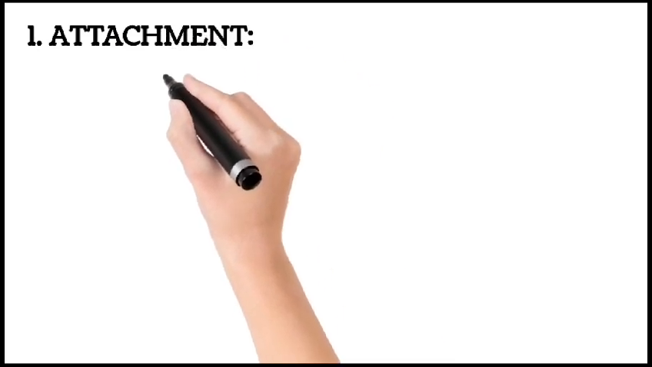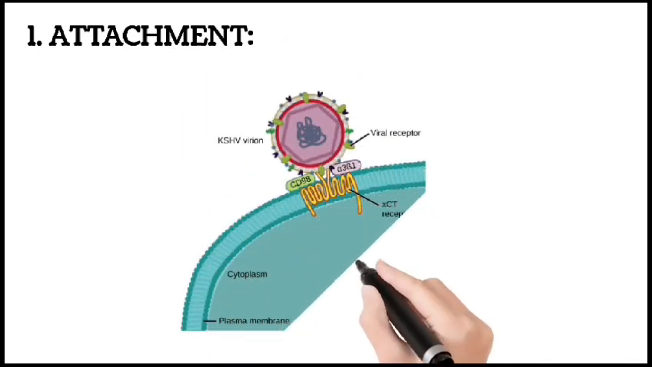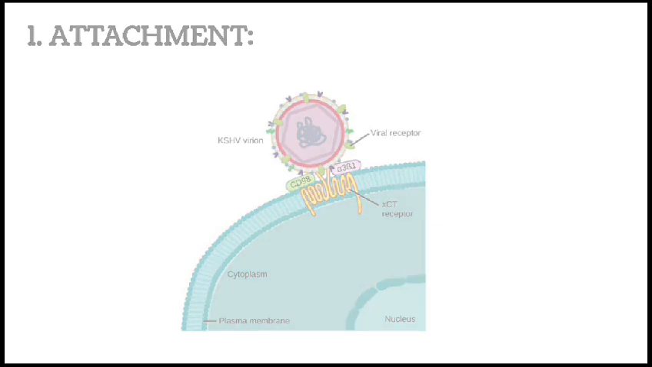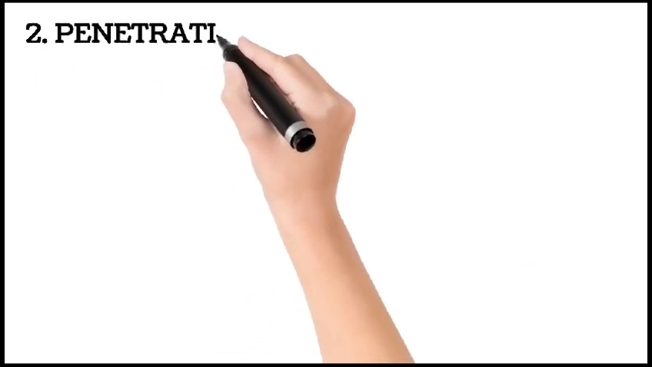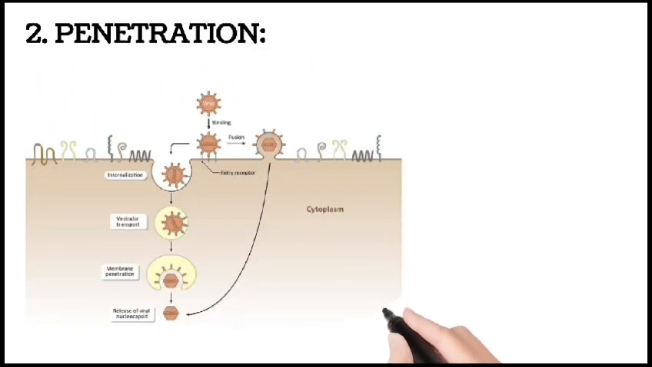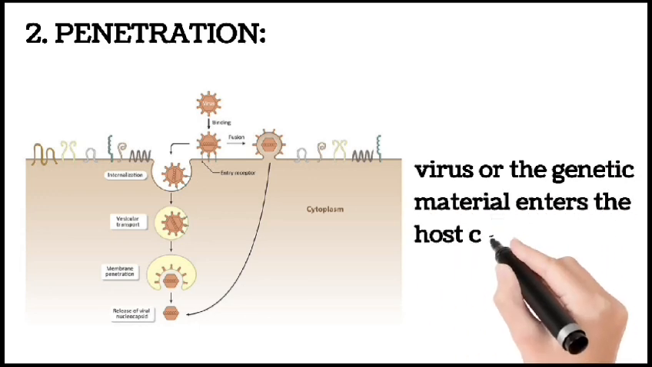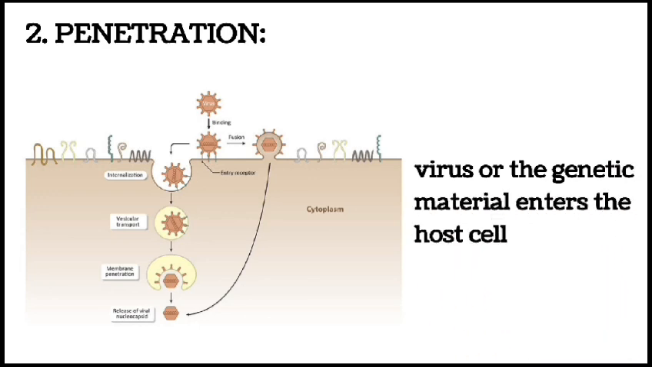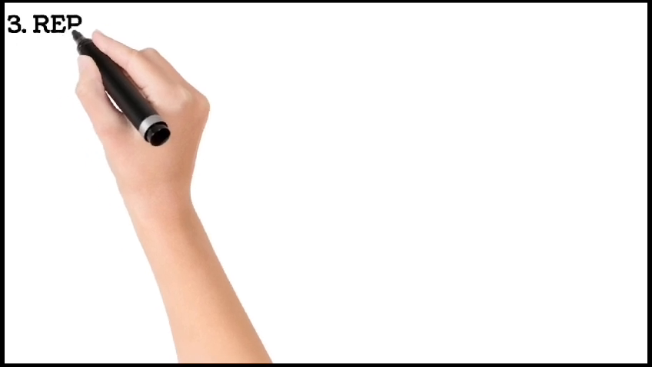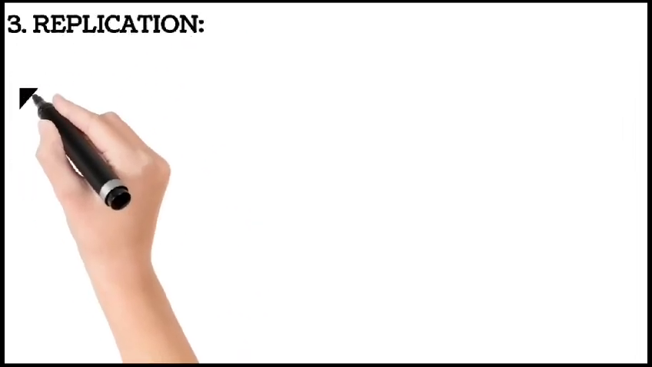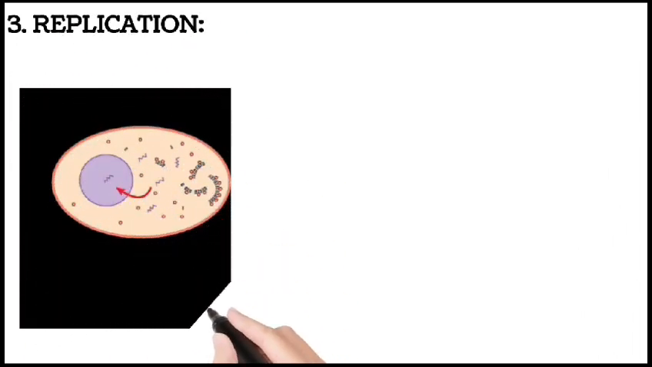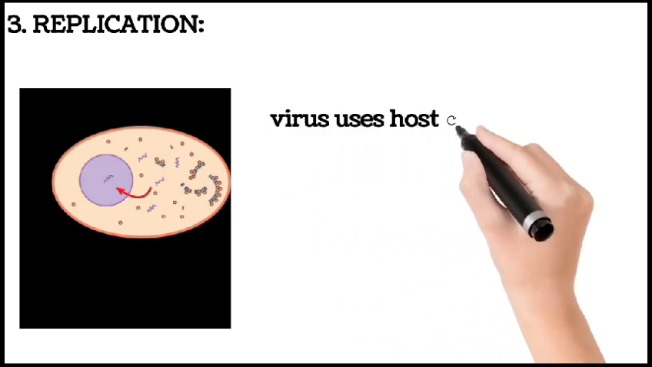Attachment. The virus binds to specific receptors on the surface of the host cell. Penetration. The virus or its genetic material enters the host cell. Replication. The viral genetic material takes over the host cell's machinery to produce viral components.